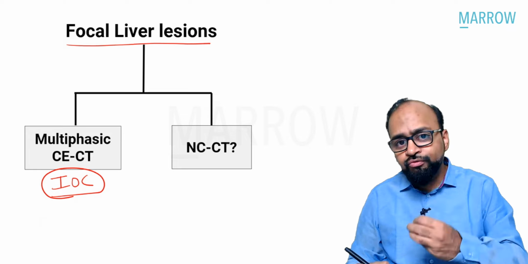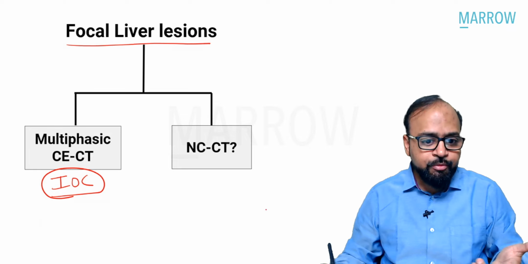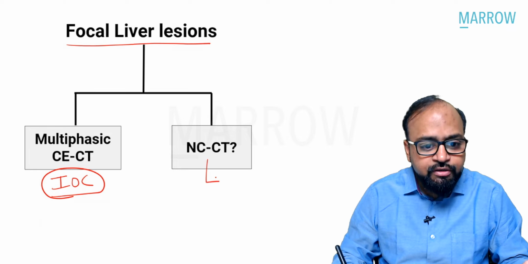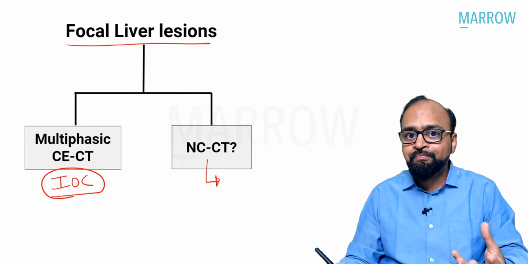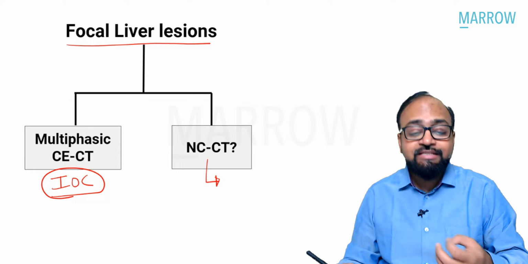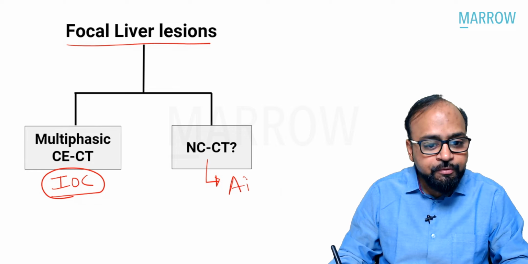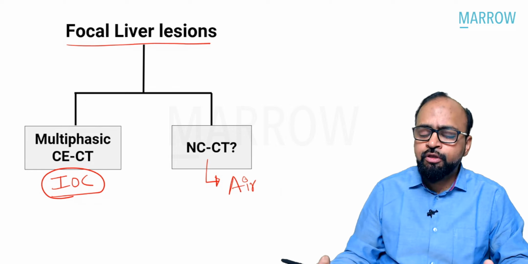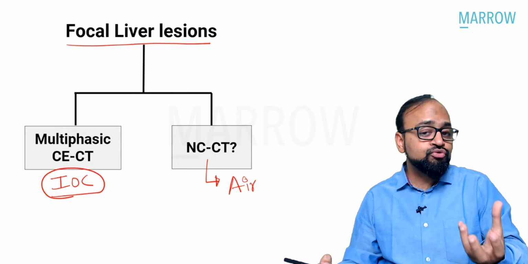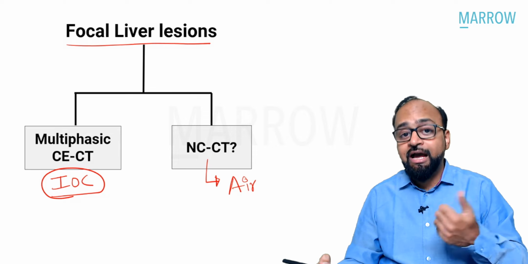What do we see on non-contrast CT? Tell me. On non-contrast CT, what can stand out and appear different as compared to the adjacent soft tissues? One thing that can stand out and appear different is air. In what liver lesion would you see air? Air usually appears black, or say hypodense, on CT.